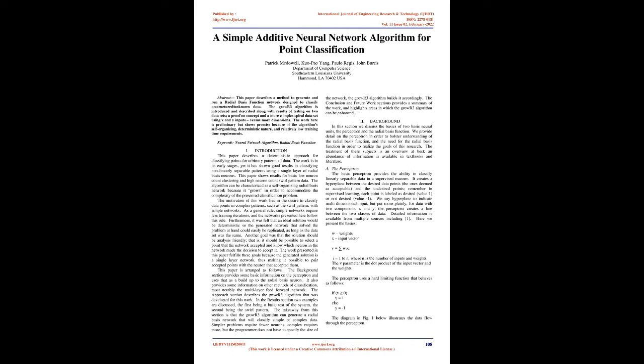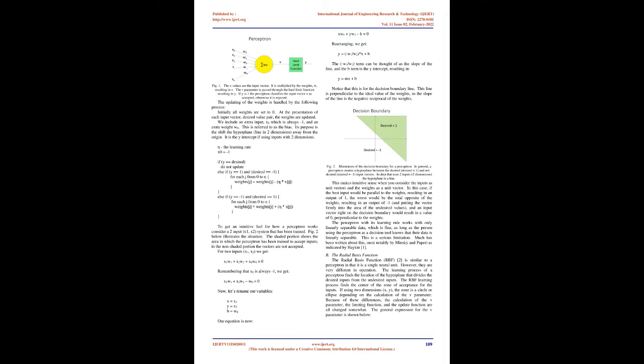The perceptron. The basic perceptron provides the ability to classify linearly separable data in a supervised manner. It creates a hyperplane between the desired data points, the ones deemed as acceptable, and the undesired points. Remember, in supervised learning, each point is labeled as desired, value 1, or not desired, value -1. We say hyperplane to indicate multidimensional input, but put more plainly, for data with two components, X and Y, the perceptron creates a line between the two classes of data.